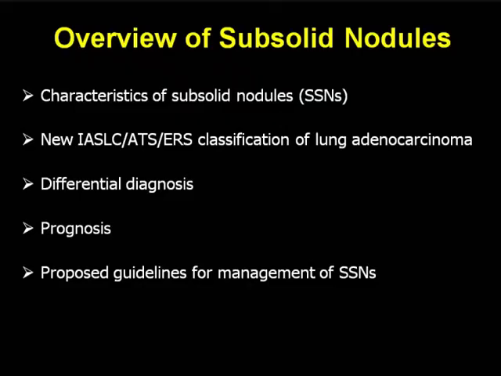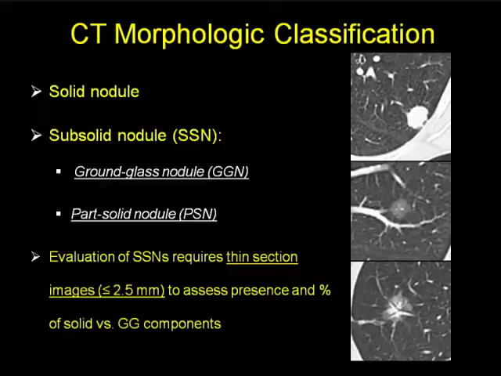In this lecture, we're going to be talking about the characteristics of the subsolid pulmonary nodules, the new proposed classification for the lung adenocarcinomas by the International Association for the Study of Lung Cancer, the American Thoracic Society, and the European Respiratory Society. We're going to go over the differential diagnosis and the prognosis of the subsolid nodules and the proposed guidelines for management of these lesions.